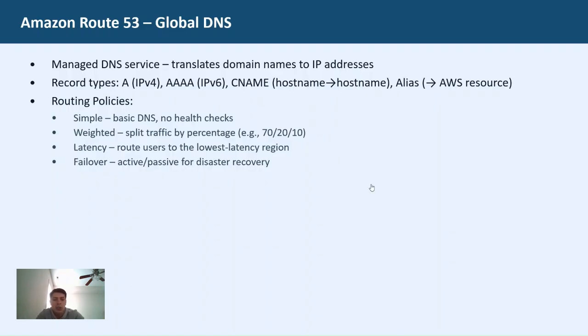The routing policies are what make Route 53 powerful. So this means: simple, basic DNS with no health checks; weighted, split traffic by percentage; latency, route users to the lowest latency region; and failover for disaster recovery.